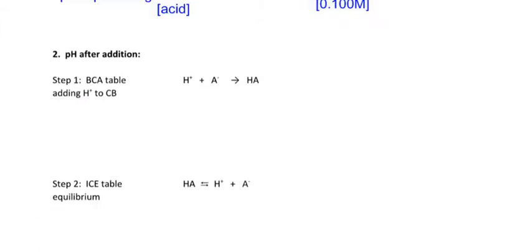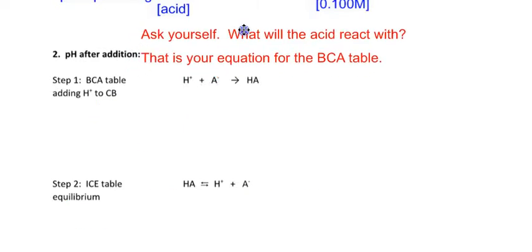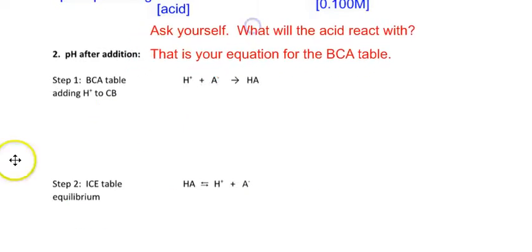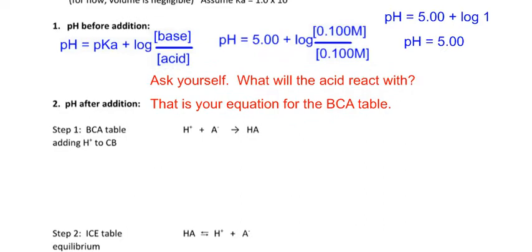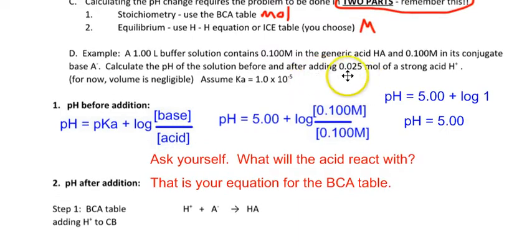So how do we begin? Well, this is what you've got to ask yourself: what will the acid react with? What acid is that? Let's scroll back up again. This acid. What will the strong acid H+, which is hydrochloric or nitric or whatever, react with? You have two choices. It's either going to react with the generic acid, HA, or its conjugate base, A-.